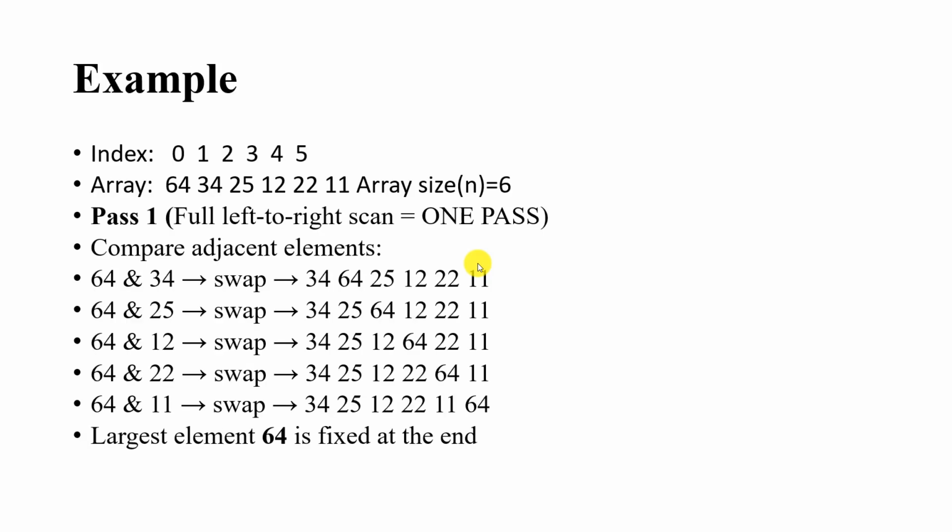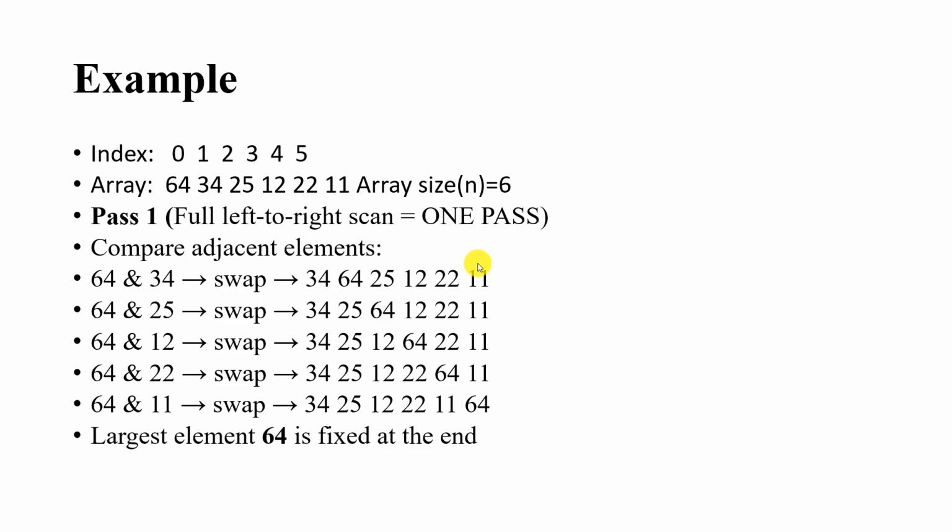Let's take an example and see how bubble sort works internally. So we have 6 elements in this example. The elements are as follows: 64, 34, 25, 12, 22 and 11. Array size is 6. Pass 1: we will scan from left to right, and a left to right scan is called one pass. We compare adjacent elements. What are the adjacent elements from the left? 64 and 34. That is the pair. We will take that, 64 and 34.